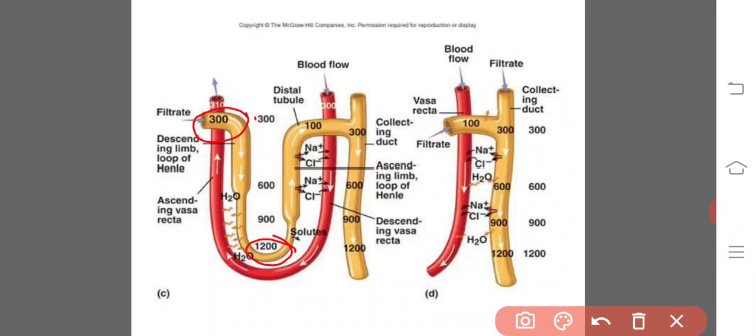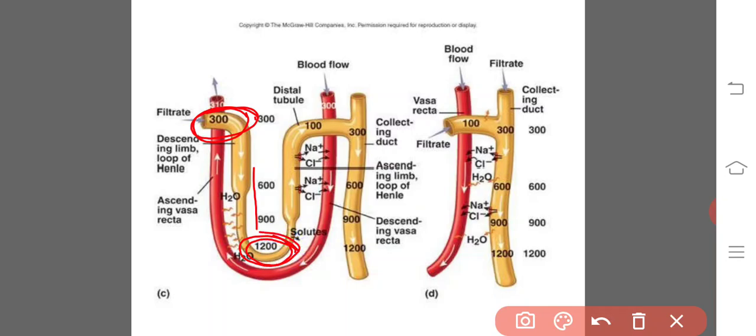That is due to the release of water from the descending limb. It loses water from the ultrafiltrate and becomes concentrated. Thereby, the milliosmolarity of the ultrafiltrate is priorly 300 milliosmoles, but whenever it reaches the hairpin loop, it becomes 1200.